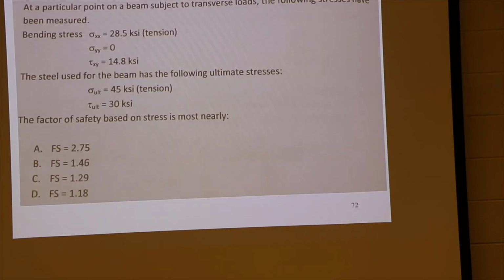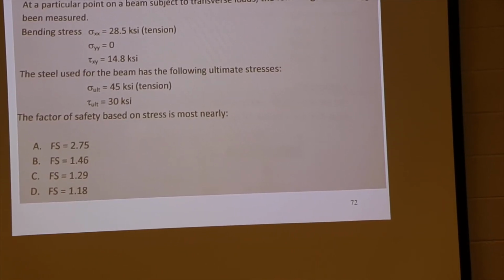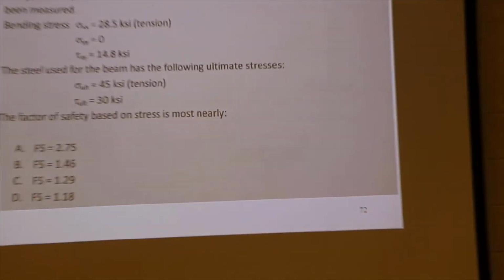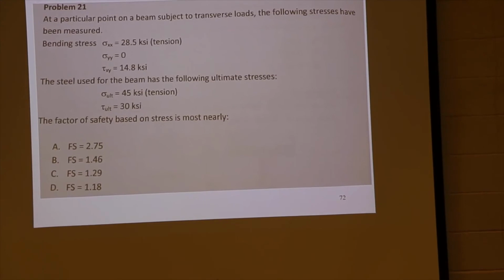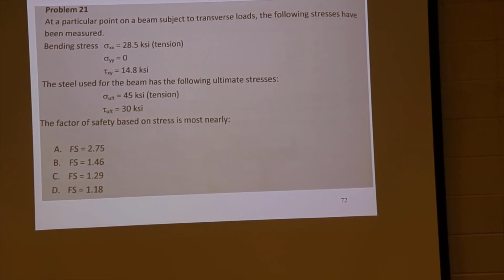Let's see another question. At a particular point on a beam subjected to transverse loads, the following stresses have been measured. Bending stress sigma x 28.5 ksi tension, sigma y zero, tau xy 14.8 ksi. The ultimate values are sigma ultimate 45 ksi tension, tau ultimate 30 ksi. The factor of safety based on stress is most likely what? This is a combined loading problem cut in half. We give you sigma, sigma y, tau, and the ultimates.